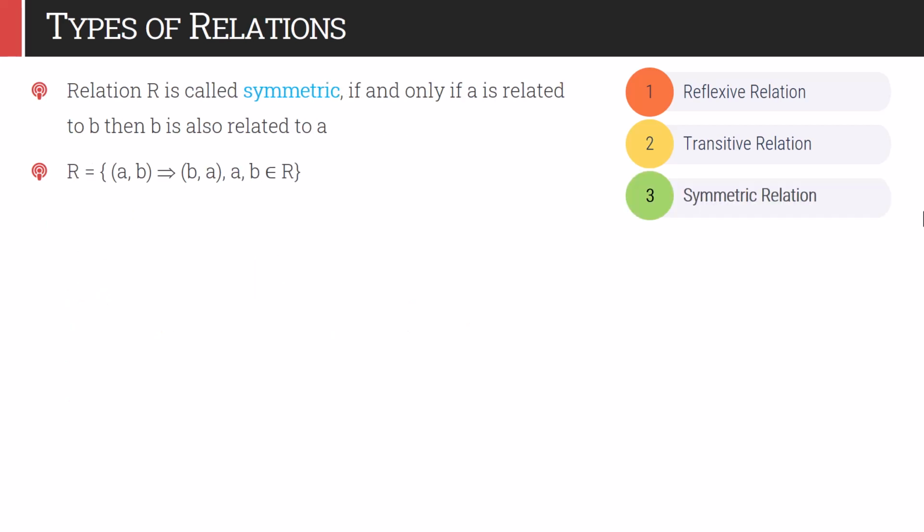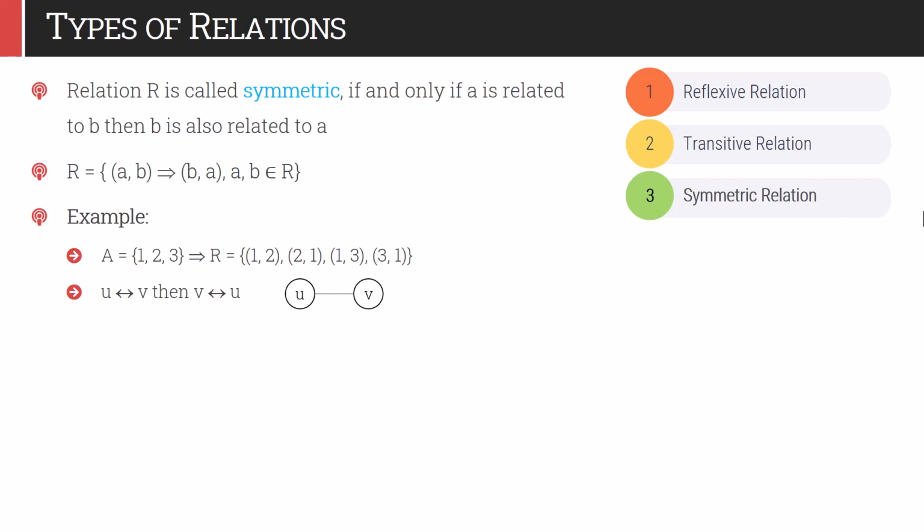Symmetric relation. A relation R is called symmetric if and only if a is related to b, then b is also related to a. Mathematically, if tuple (a, b) is in R, that implies (b, a) must be in R. For example, A is the set 1, 2, 3. The Cartesian product contains 9 tuples, but some of the tuples will form a symmetric relation. Let's consider R is equal to (1, 2), (2, 1), (1, 3), (3, 1). If (1, 2) is in R, then (2, 1) must be in R, which is there. Next (1, 3) is in R, so (3, 1) must be in R, which is there. So this particular relation is symmetric.